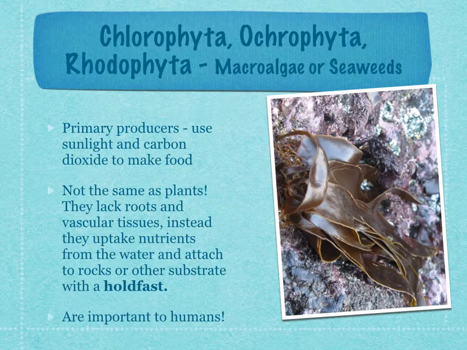These last 3 phyla are the macroalgae phyla. Chlorophyta is green algae. Phaeophyta is brown. Rhodophyta is red. All these organisms are primary producers. They use sunlight and carbon dioxide to make food. I would like to remind you that algae are not the same as plants.